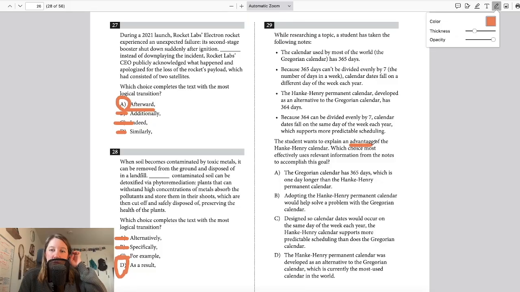So the first bullet point says it's a defining feature of the Gregorian calendar, right? So it says the Gregorian calendar has 365 days.